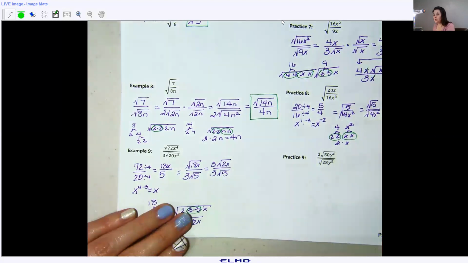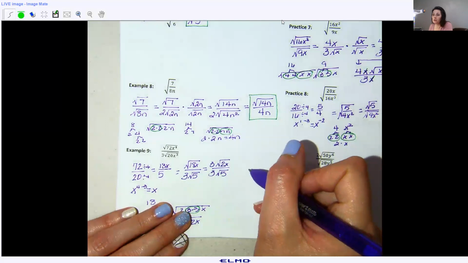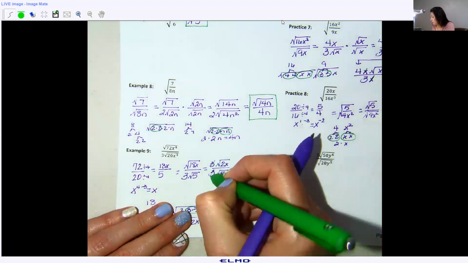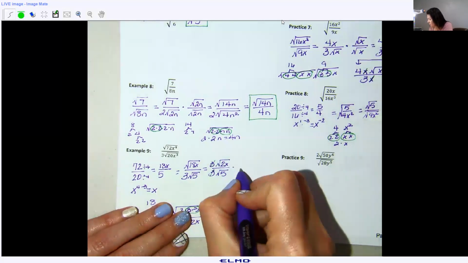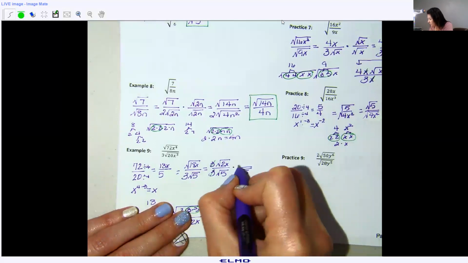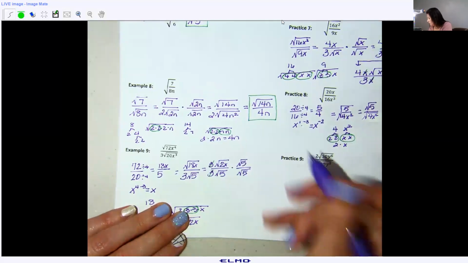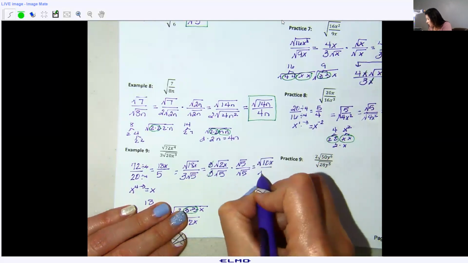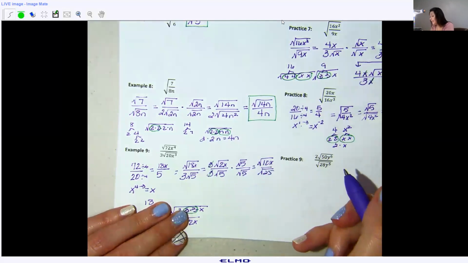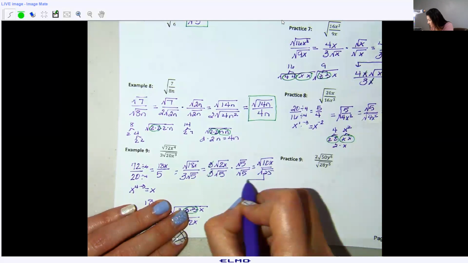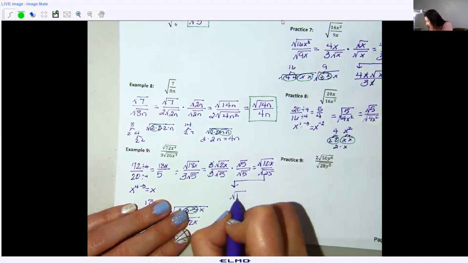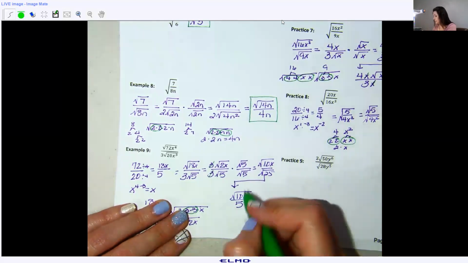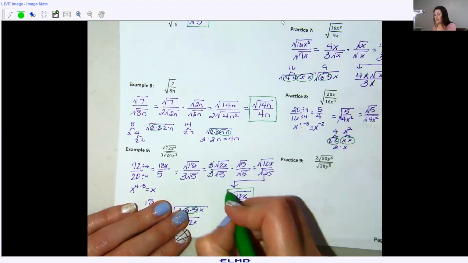And now I could simplify my 3's and get rid of those. So we can do that. And then I'm going to rationalize the denominator and multiply both the top and the bottom by the square root of 5. So I end up with the square root of 10x over the square root of 25. And that will simplify out to the square root of 10x over 5. And again, you can't simplify that because the 10x is under the radical and the 5 is not.